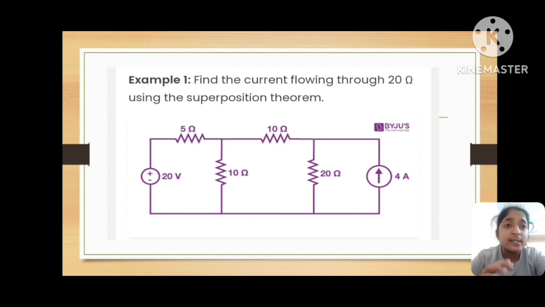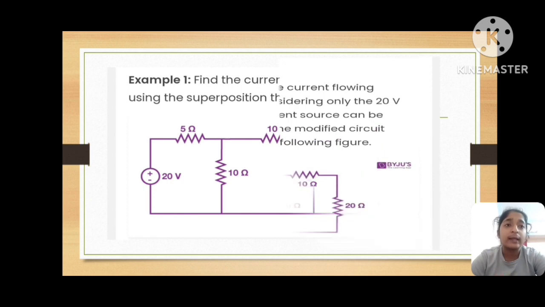Let's see the circuit, where the current source is 4 amp and the resistances are 5 ohm, 10 ohm, 10 ohm and 20 ohm. The other source is a voltage source of 20 volts. To find the current flowing through the 20 ohm using the superposition theorem. This is the question and this is the diagram.